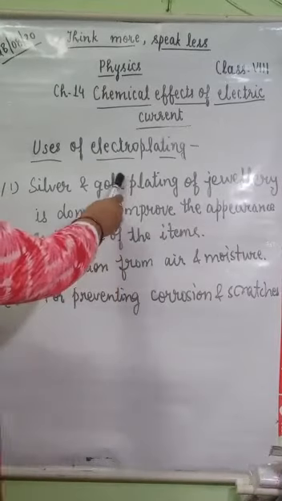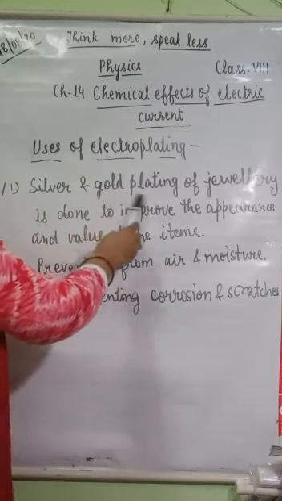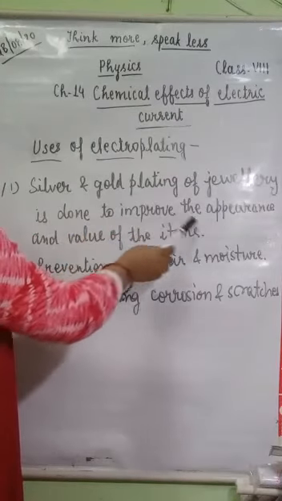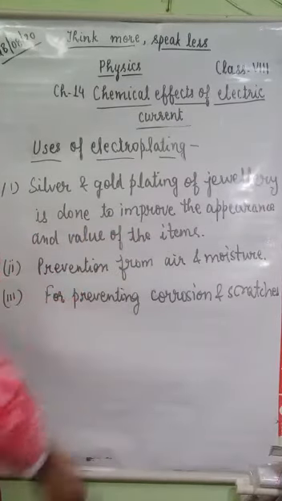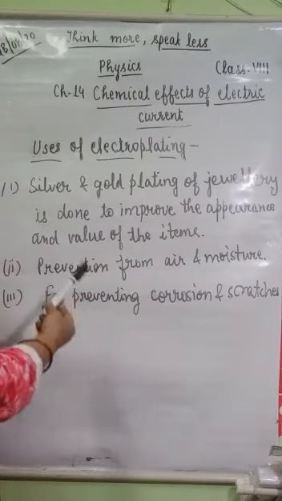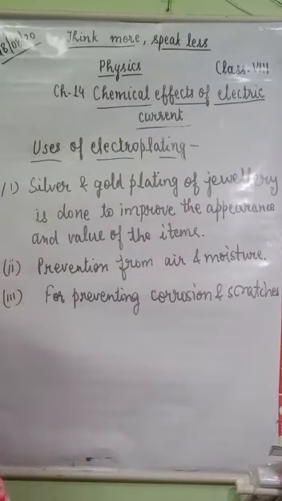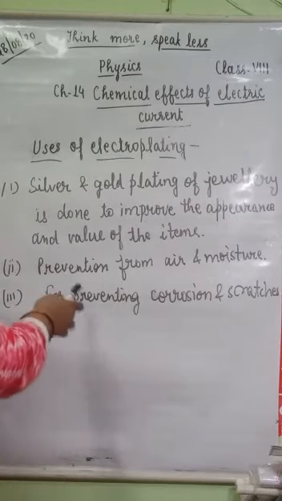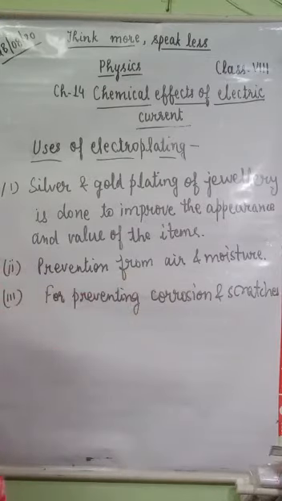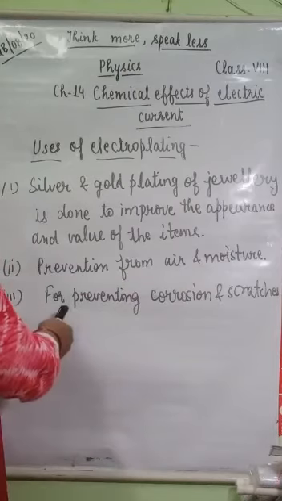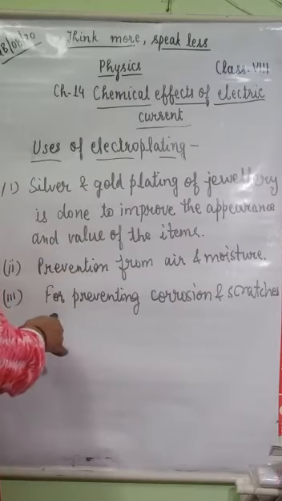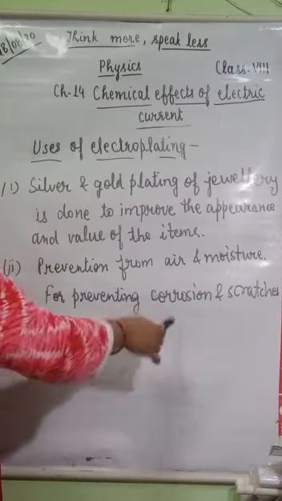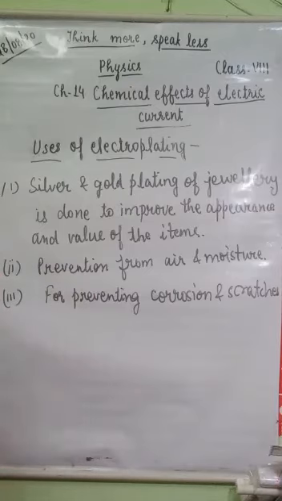Uses of electroplating. Silver and gold plating of jewelry is done to improve the appearance and value of the items. And iron objects rust on coming in contact with air and moisture, so electroplating prevents them from coming in contact with air and moisture. And by electroplating, objects are also protected from corrosion and scratches. So these are some uses of electroplating.